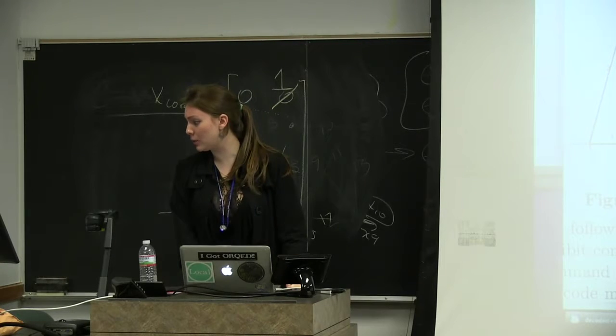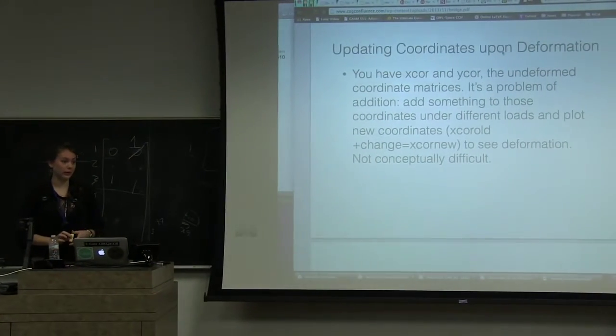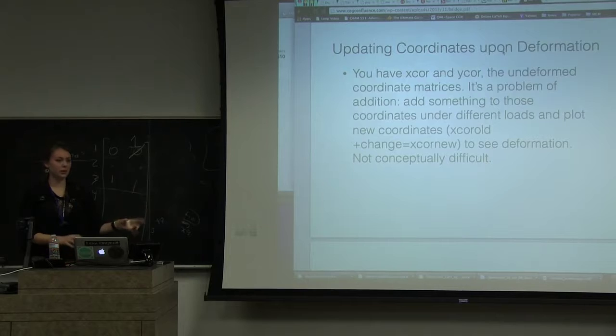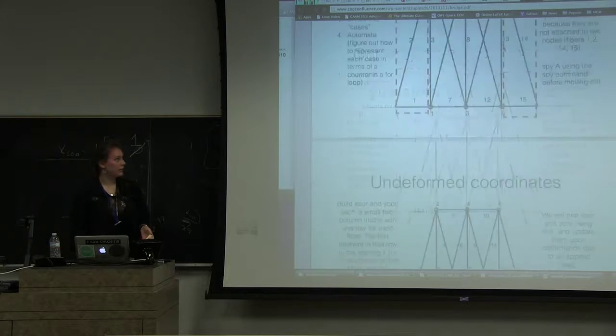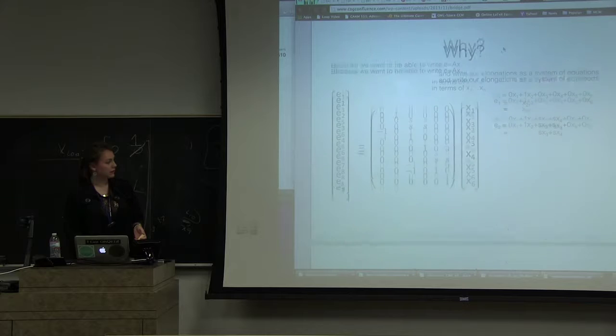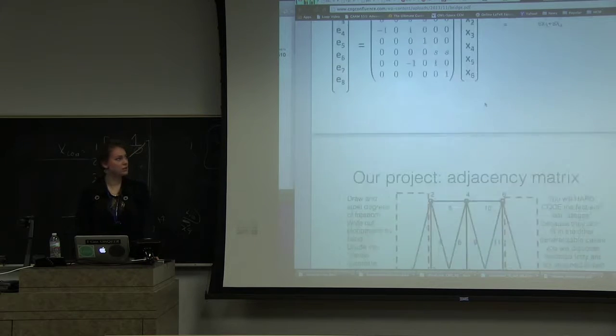Okay, so updating the coordinates and then we're done. So you have your existing x-core and y-core, then you need to deform the bridge, and then how do we get from the existing coordinates to the new coordinates once you deform a bridge? The deformations we talked about are in this vector we're solving for. Remember, each of these guys is the amount of motion in a particular direction. So we're solving for these deformations, and we know how much node 1 moved in the horizontal direction. So how would we update our existing coordinate system to reflect those changes?